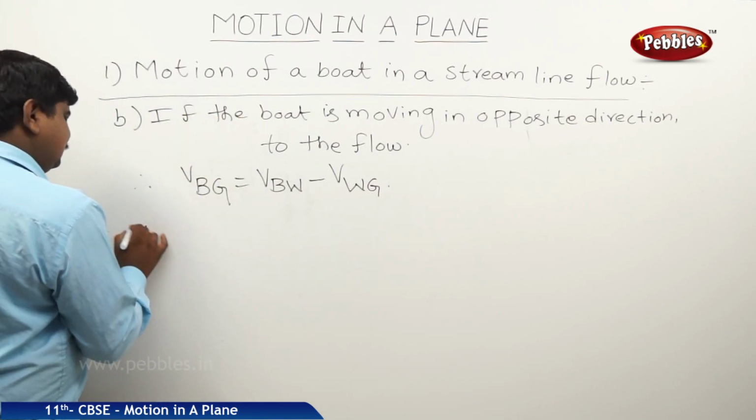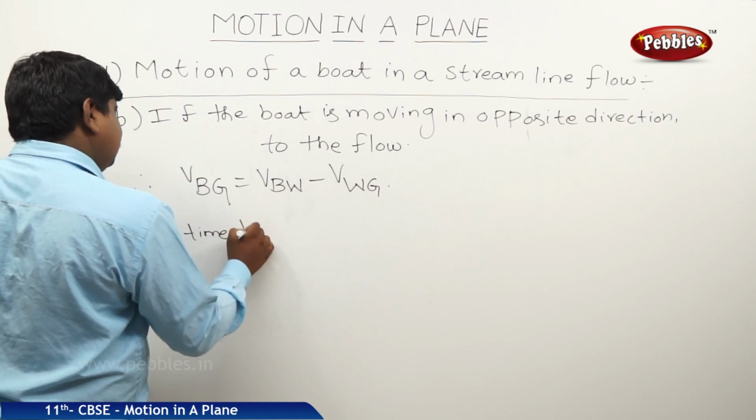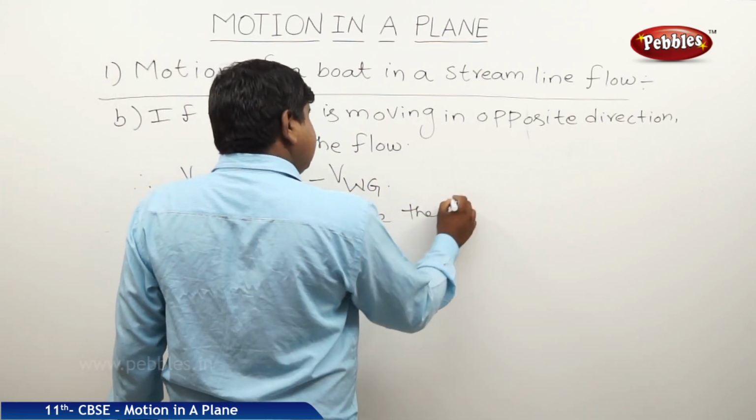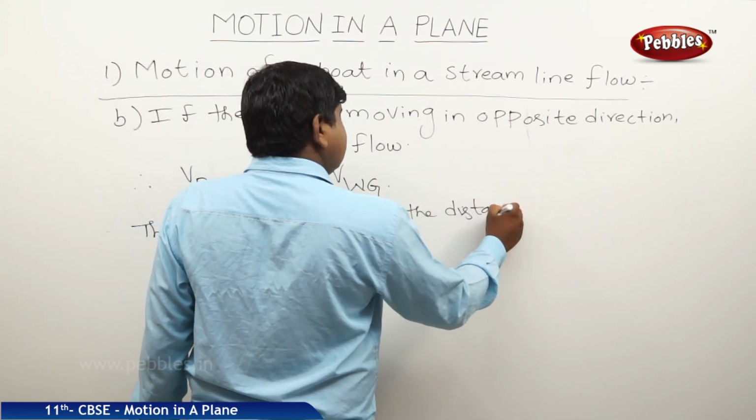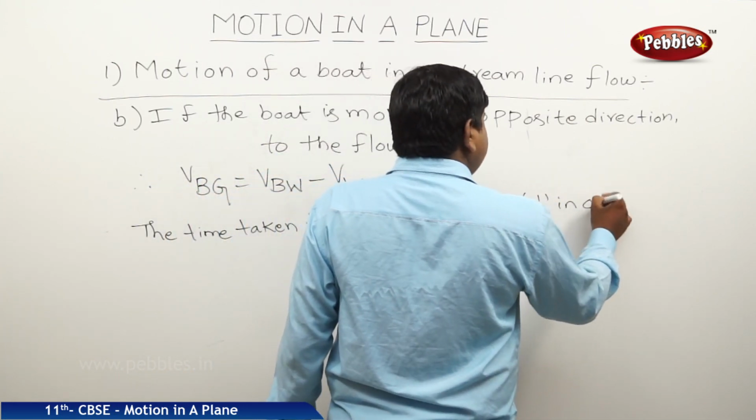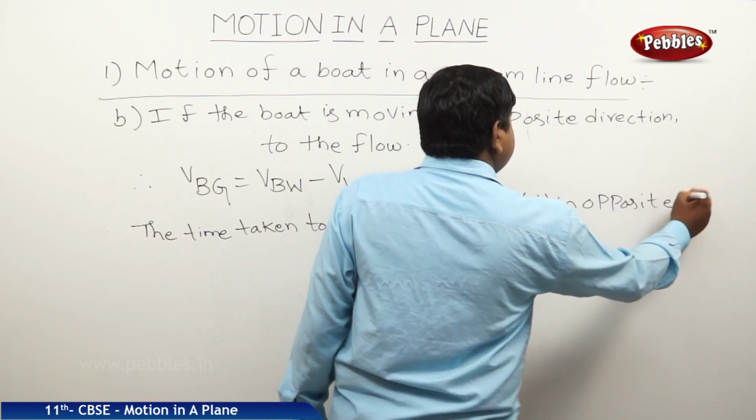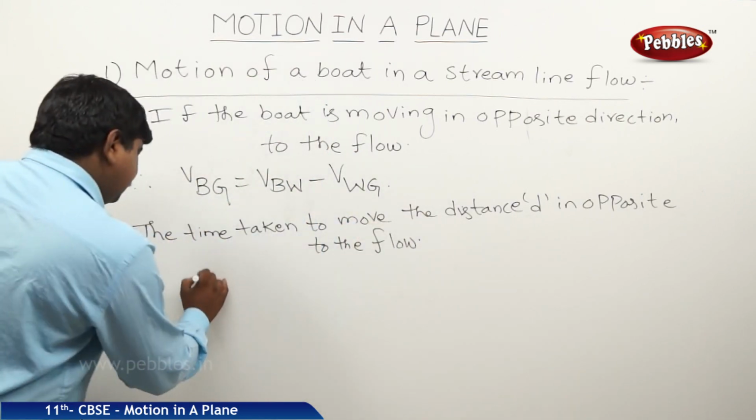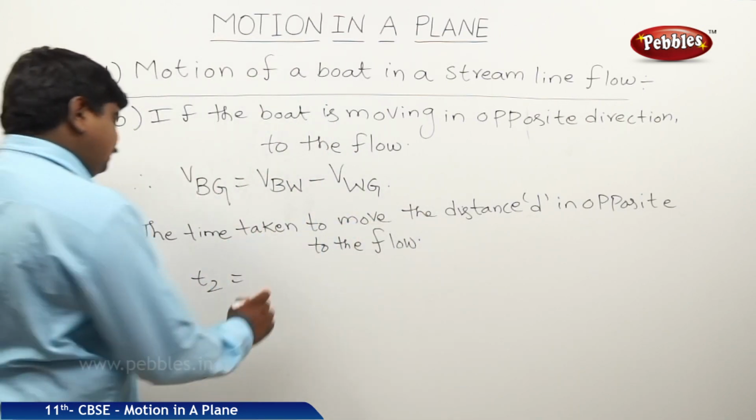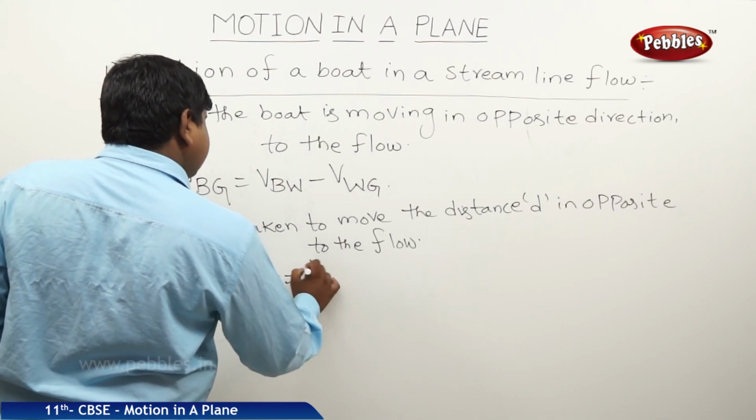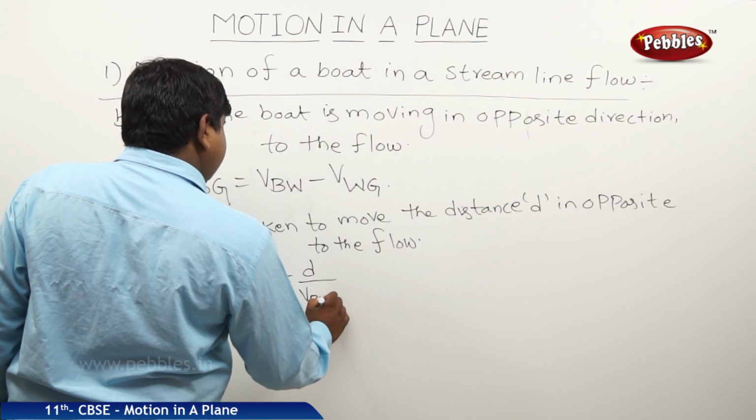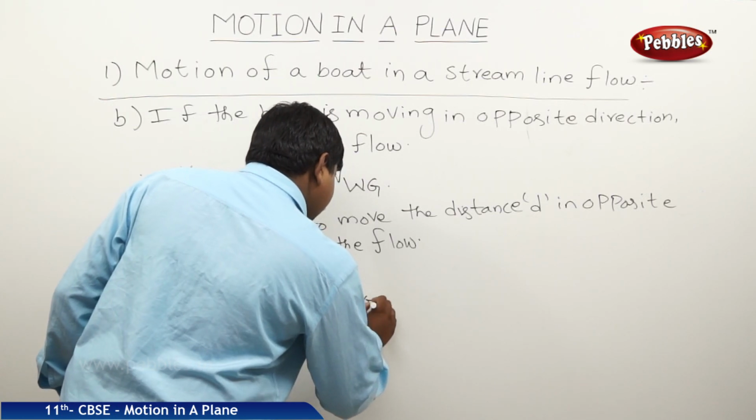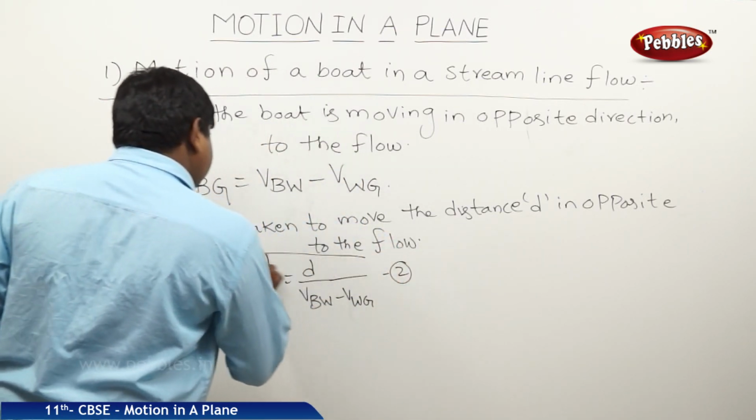In this case, the time taken to move the distance d in opposite to the flow, let us say the time is t2, therefore t2 is equal to d by v, therefore it is d by VBW minus VWG. Let us say this is equation 2.